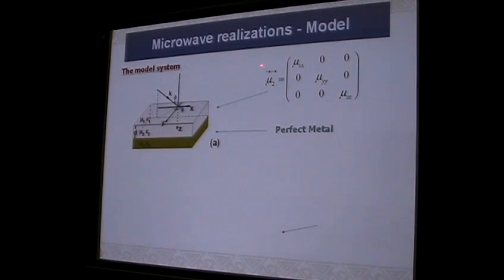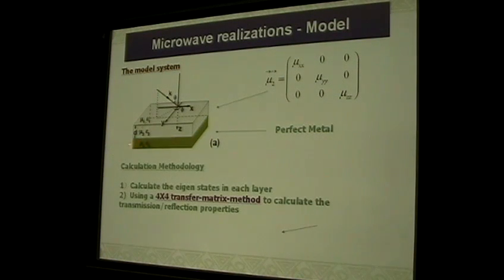Now let me introduce how we can do it in the microwave regime. In the microwave, we consider a double-layer system. The system consists of two layers. The first layer is an anisotropic magnetic material, and the second layer is a perfect metal. We calculate the situation where the incident light takes an arbitrary incident angle and arbitrary incident polarization.